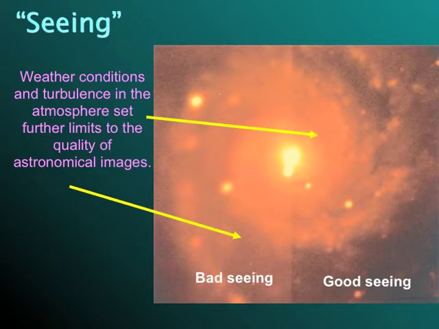Why is atmosphere such a problem? Because the atmosphere does not remain still. The turbulence in the atmosphere causes the image to dance around. We call this phenomenon seeing. The more humidity and disturbances in the air, the worse the seeing.